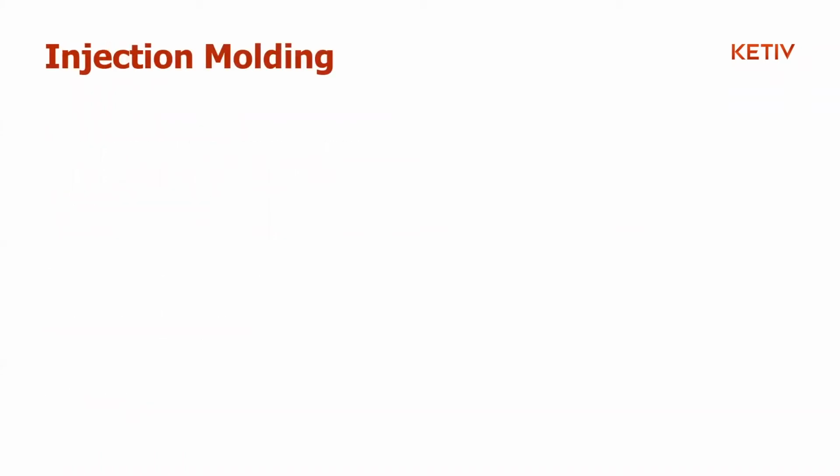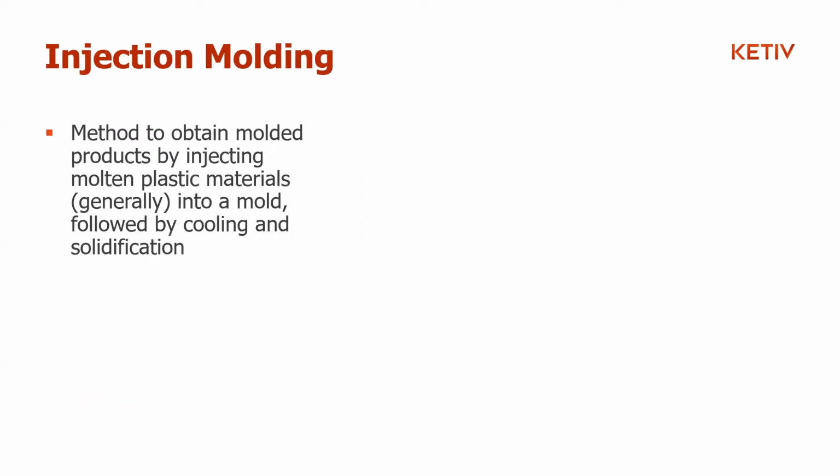So, injection molding itself, what is it? I know it's something that doesn't get spoken about or used often enough, but essentially, it is a method to obtain molded products by injecting generally molten plastic materials into a mold, followed by cooling and solidification. I say generally plastic materials because there's this idea that injection molding is only for plastic components. That is not true. There is also a metal injection molding process, which Moldflow can handle as well.